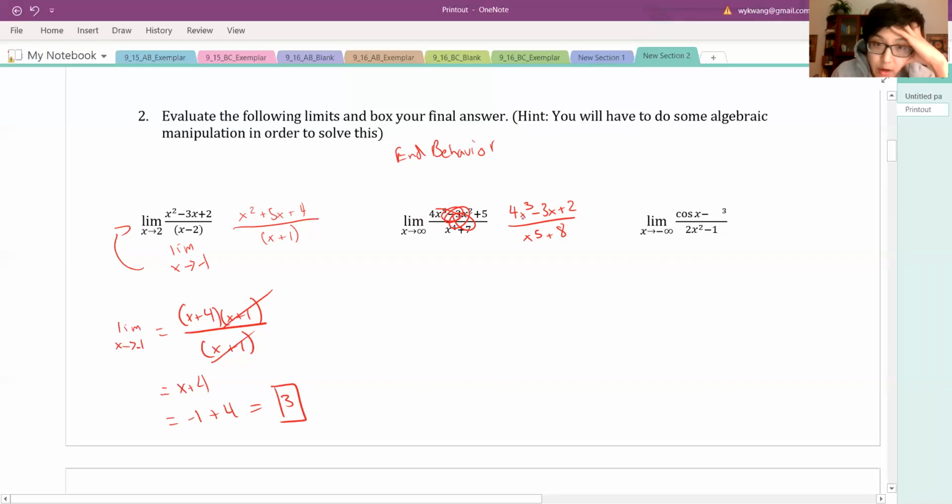So what are the dominant terms in the numerator? Well, 4x cubed, that's pretty clearly the dominant term. The other terms are negative 3x and 2. And then the dominant term in the denominator, in this case, is x to the fifth.